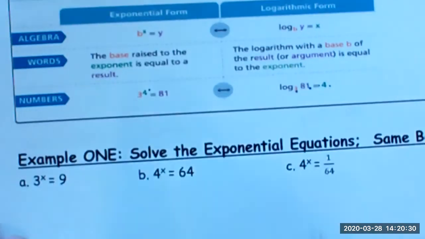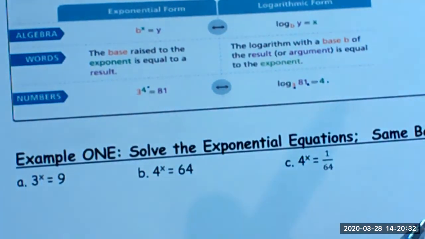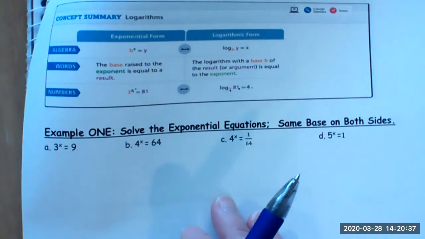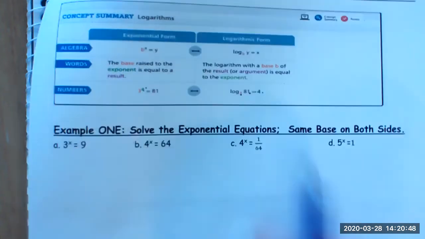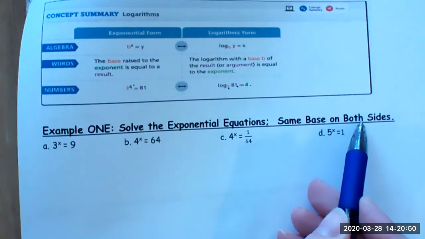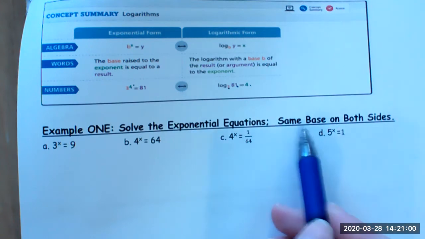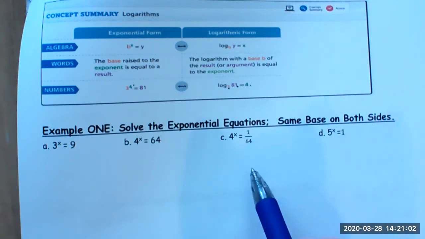Okay, so first thing we're going to do here is zoom back out a little bit. We are going to solve exponential equations with the same base on both sides to start with here. And we're going to see how easily we can solve these without using logarithms because they have the same base on both sides of the equation. And then we're going to end this lesson by seeing exponential equations that don't have the same base on both sides and how we'll need logarithms for those.